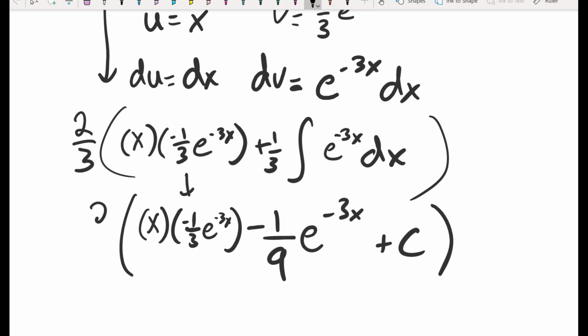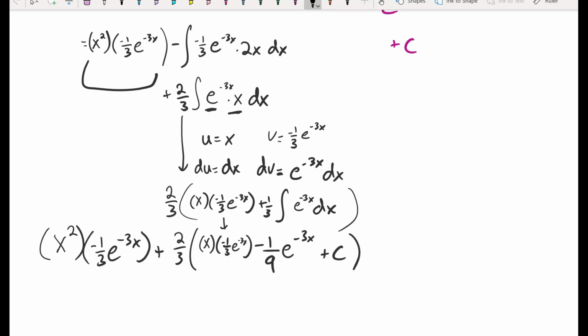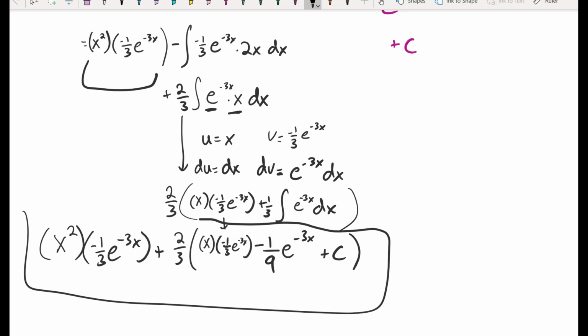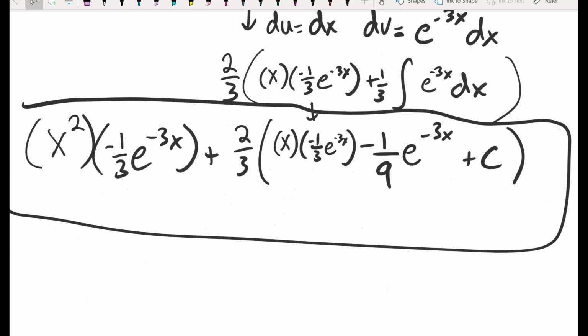And I'm still multiplying all this by 2/3, which is good, but don't forget that I also have all this business right here, that x squared times negative 1/3 e to the negative 3x that I'm adding to that. So notice there's no more integral sign, and this is my final answer here. I'm not going to ask you to simplify any further. You can if you want to. You can multiply out all your coefficients.